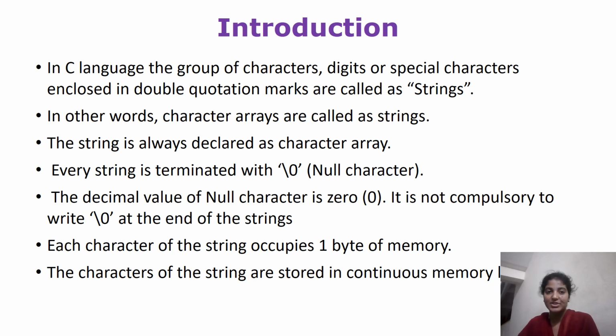First of all, introduction. In C language, the group of characters, digits, or special characters enclosed in double quotation marks are called strings. In other words, character arrays are called strings. A string is always declared as a character array. Every string is terminated with a null character, that means \0.